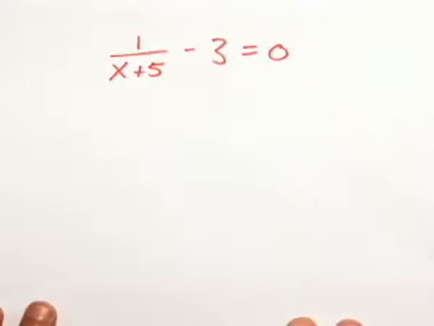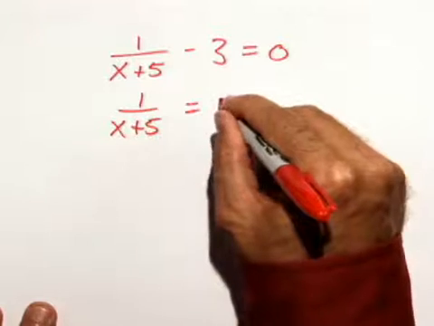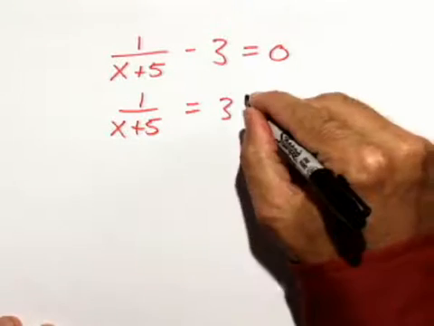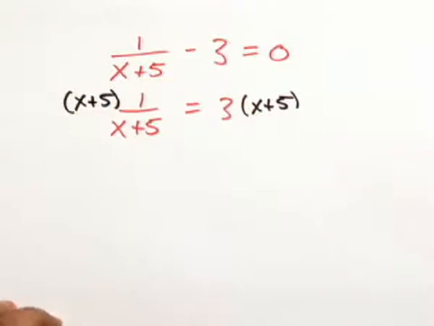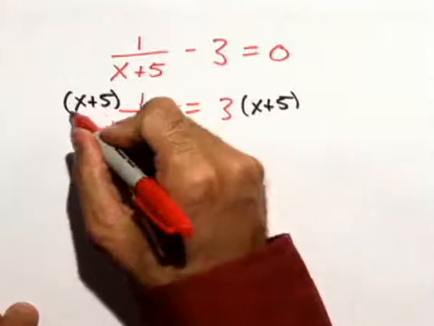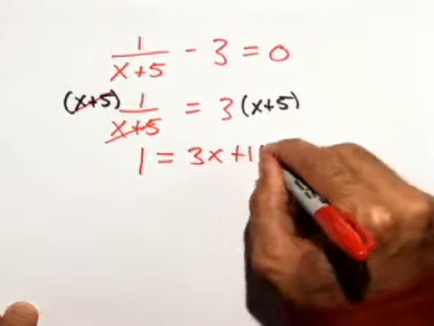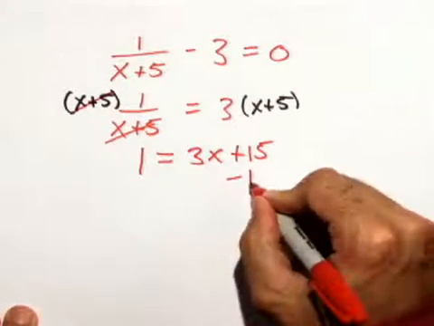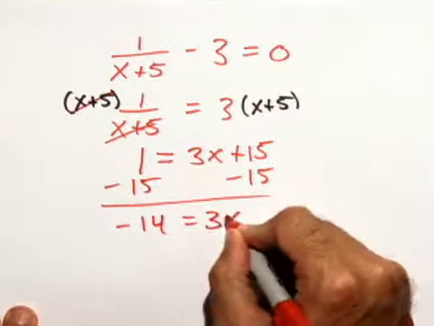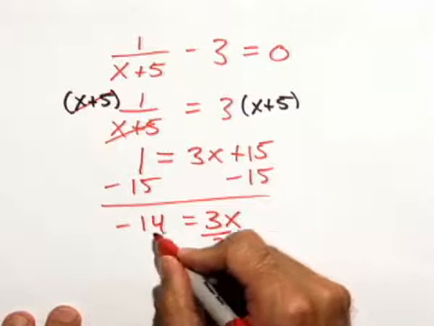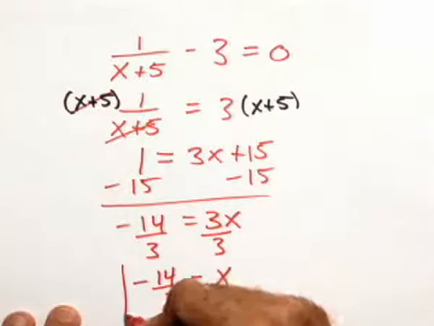So we can solve for x by first adding 3 to both sides. Then we can multiply both sides by x plus 5. The x plus 5 factors cancel on the left, leaving us with 1 equals 3x plus 15. Subtract 15 from both sides. And finally, divide both sides by 3. So we get negative 14 thirds is equal to x.